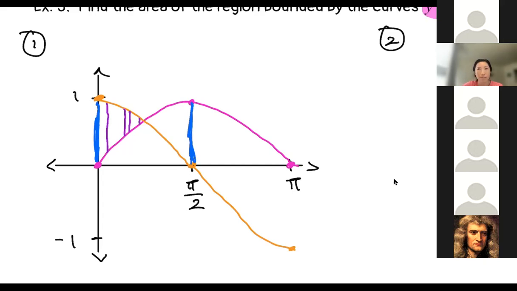Let's continue with our rectangle drawing though, because we've got to get to this other blue line. One rectangle, another rectangle, one of the last rectangles.